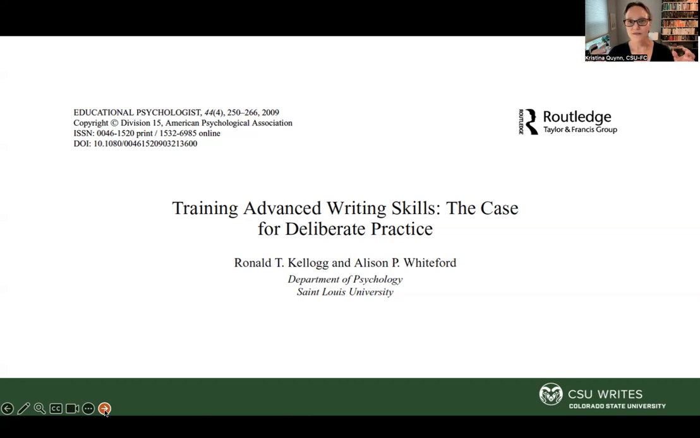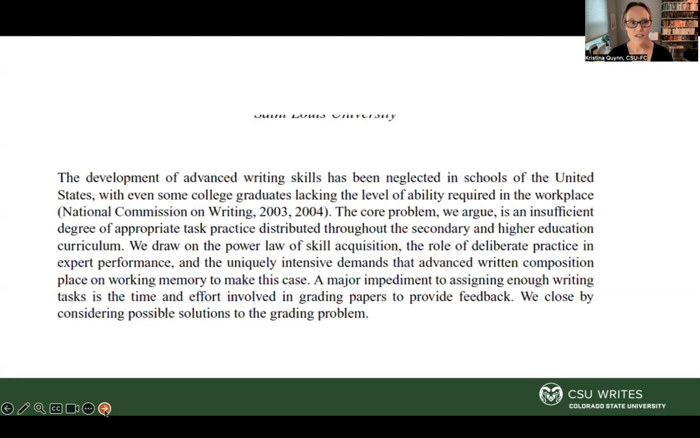It is from the early-ish mid 2000s. Let's see, I'm trying to remember the date. 2009. There we go. And they're talking about writing skills and making a case for deliberate practice with undergraduates. So in order to make this case, they're going to be looking for certain types of evidence to back up their claim that deliberate practice needs to be integrated into undergraduate courses and teaching.